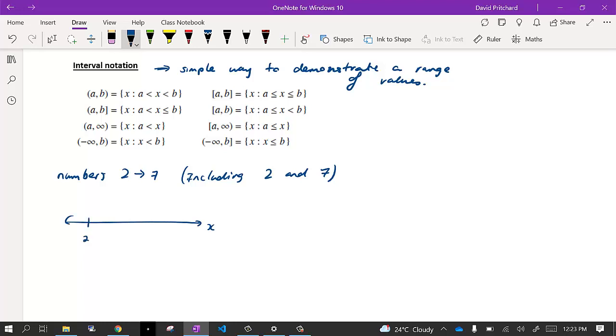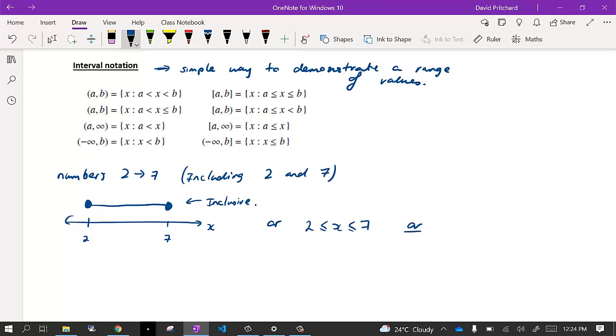Now on a number line, if we're being inclusive, so we're including the values, we use a coloured in circle, so if 2 and 7 are involved, then we use a coloured in circle and we go 2 to 7. We could also say that 2 is less than or equal to x is less than or equal to 7. So that means that we're looking for a value x that's between 2 and 7, and the equals here allows us to include 7.